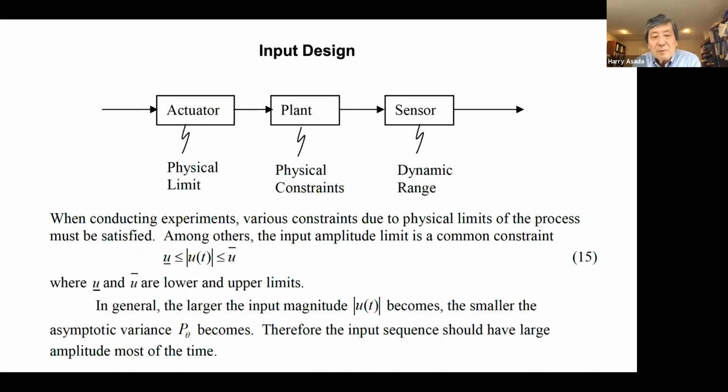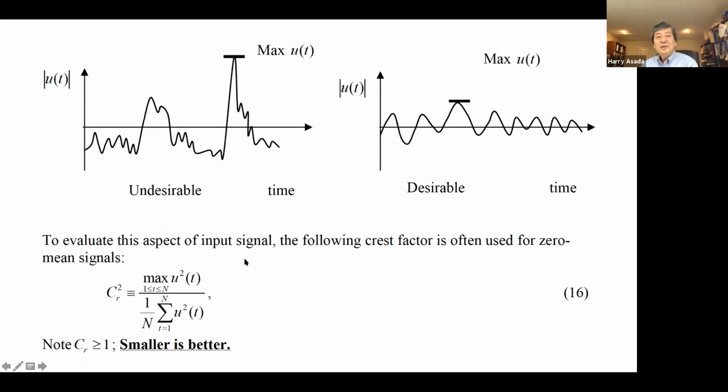Looking at some practical issues, the previous analysis all said that a bigger input is better because of the signal to noise ratio. But actually there is a physical limit, and the sensor also has a physical limit. So you have to stay within some upper and lower limit for the input. How can we satisfy such physical limits and still create the input signals? Let's look at two cases.